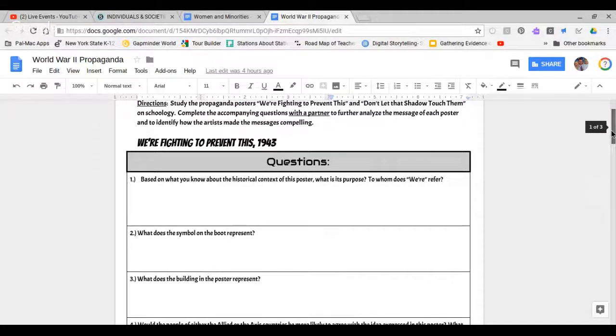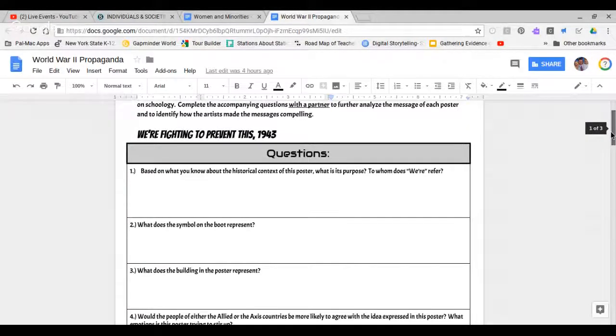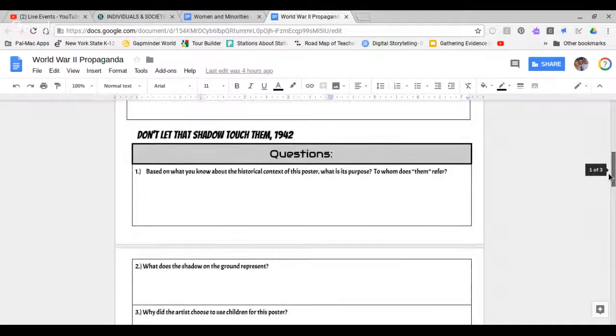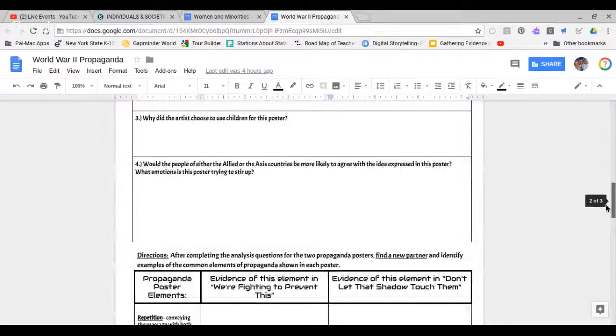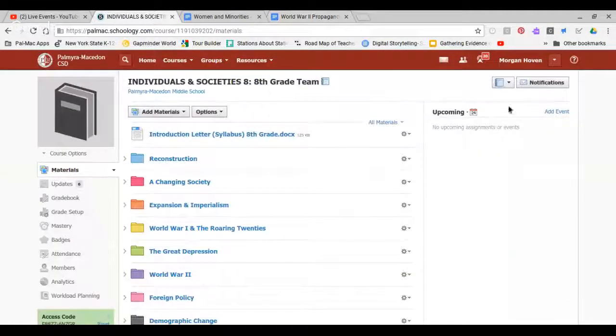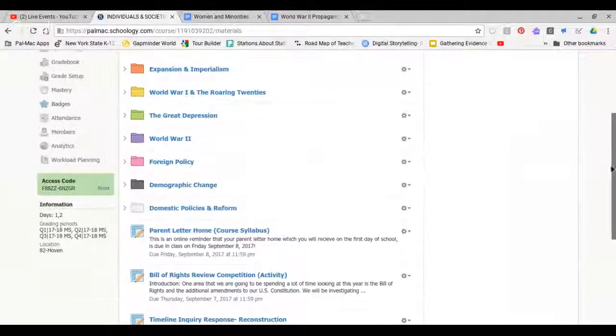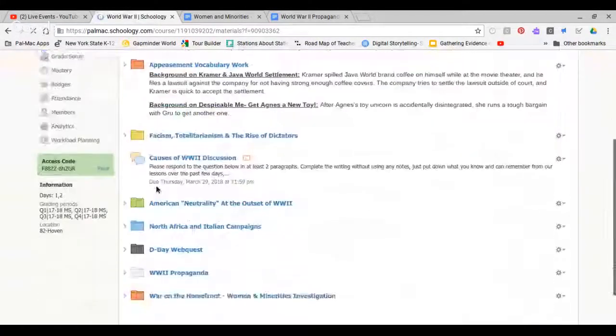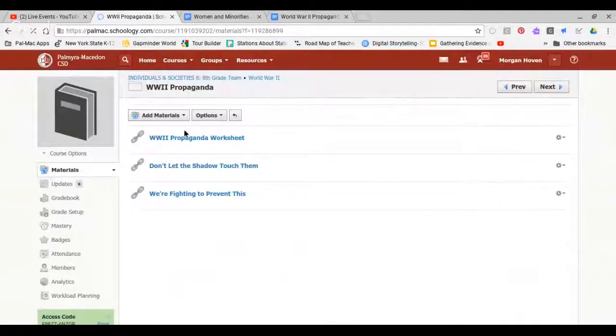Now, I understand that classes are at different spots, and for the substitute, whoever's in the room, please go ahead and just gauge it based on where the majority of the kids are. If there's more time needed, please take some time to finish these. Remember, all of your information that you need to work on this, if I scroll over to Schoology, World War II, and then I scroll down a little bit further, and I go to World War II propaganda, and then the worksheets here, and then the two pictures are here. Don't let the shadow touch them, and we're fighting to prevent this. So that's kind of what we're working at right now.